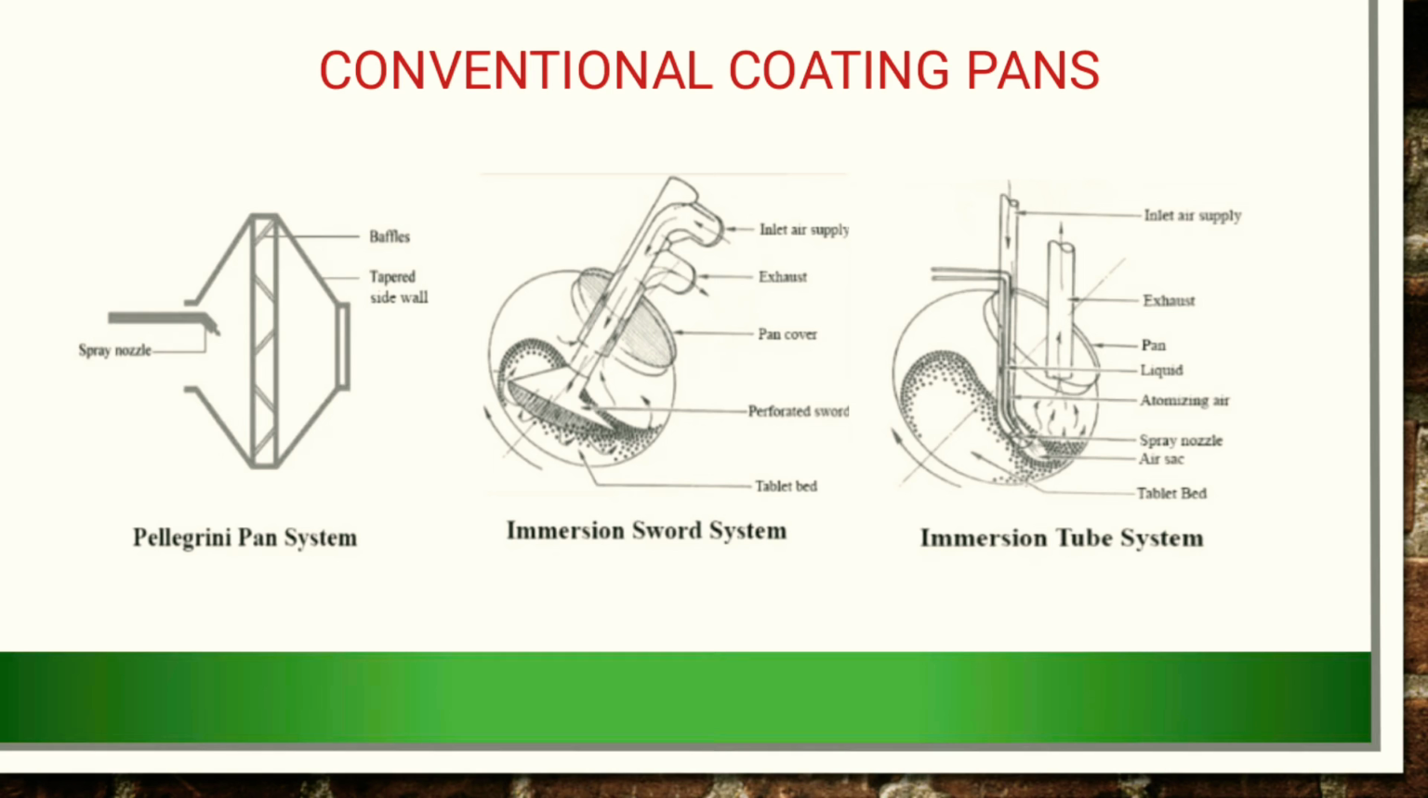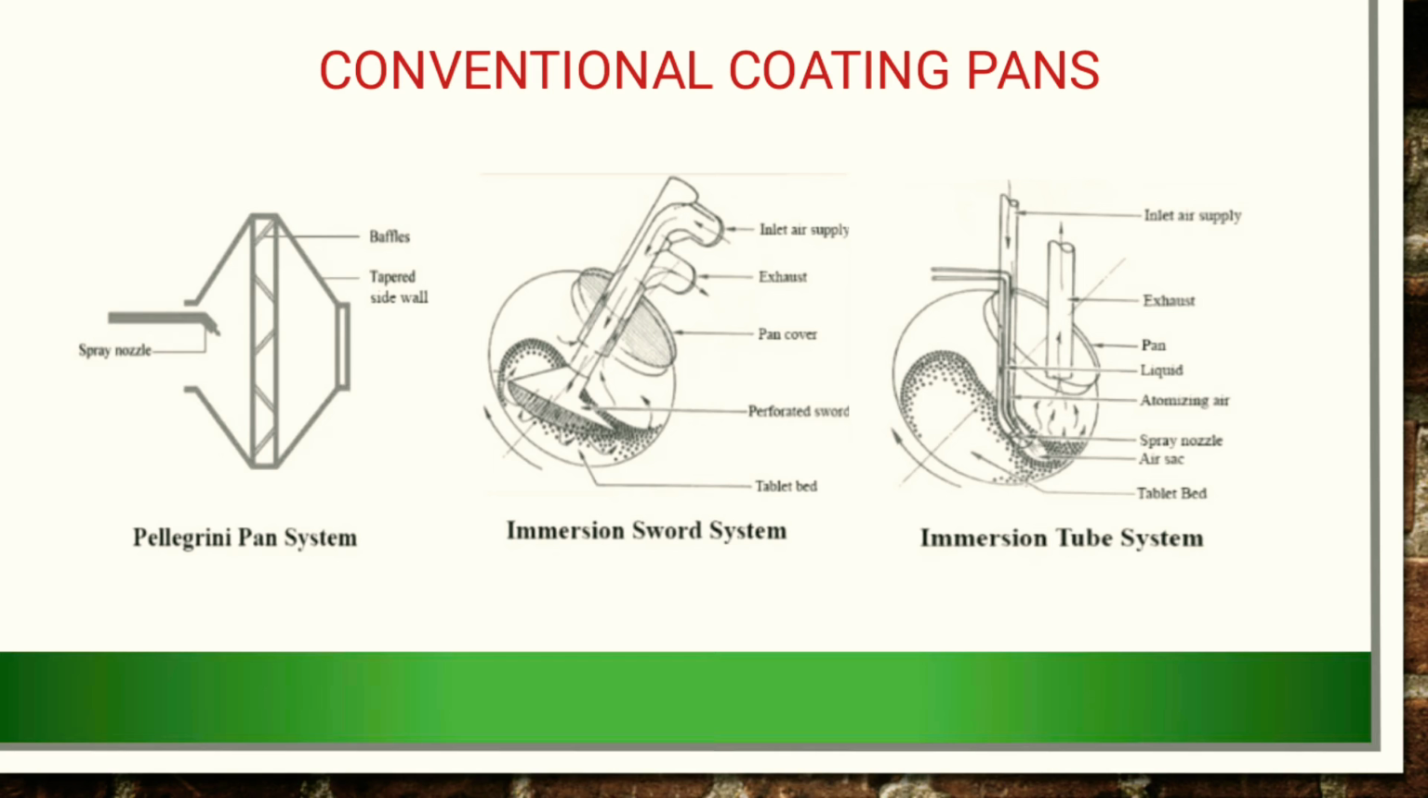You can see in the next diagram what we have is immersion sword system. There you can see two different systems that are provided. The first one is inlet hot air with the help of the sword, and exhaust air can be removed with the help of the plenum. Then the next type of equipment, that is immersion tube system.